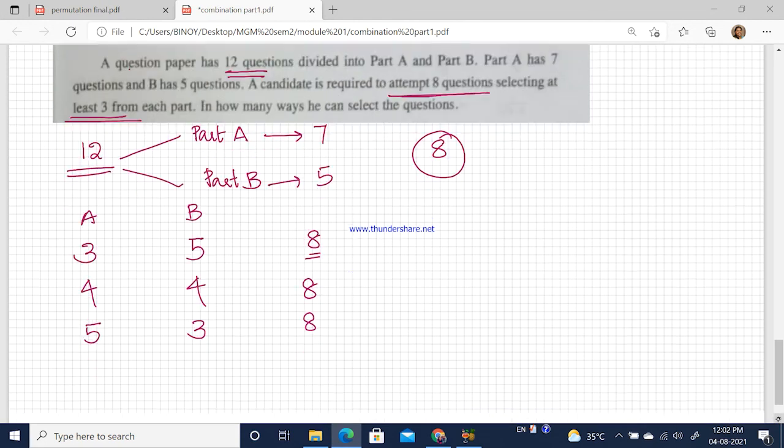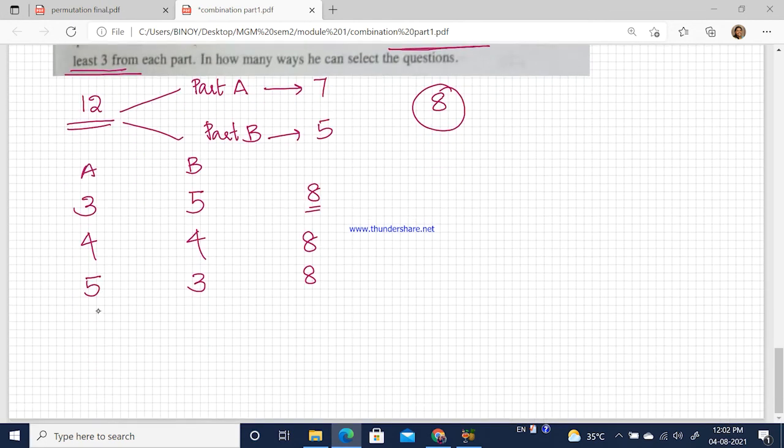Now, can I consider it if I am attempting 6 questions from part A? Part B will be 2. But this cannot be considered. Why? Because it is mentioned that it should be at least 3 from each part. So we cannot take this into the condition. It will violate the condition.